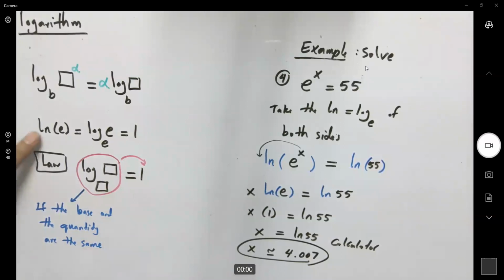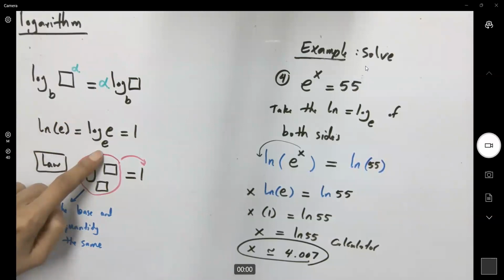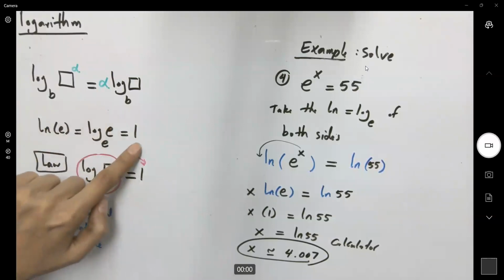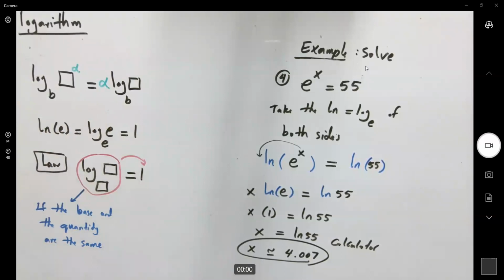Here we have ln of e. ln is log with base e. The quantity and the base are the same, so the log becomes 1. That's how we use it here. ln of e is just 1. x times 1 is x. On the right-hand side, we have ln of 55, which is approximately 4.007.